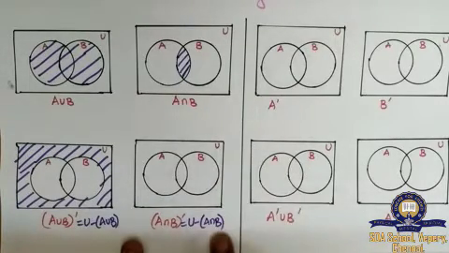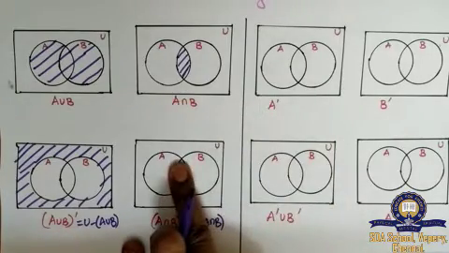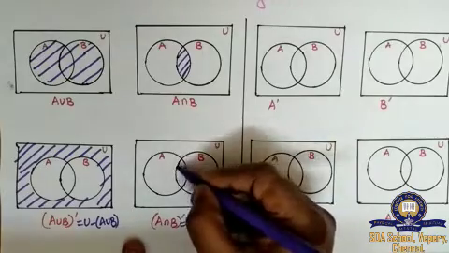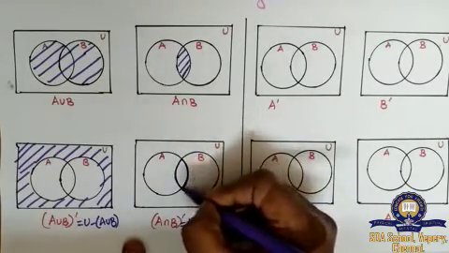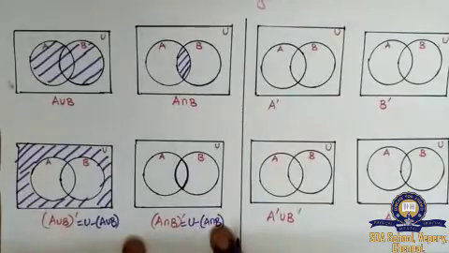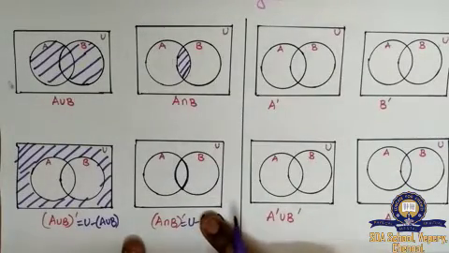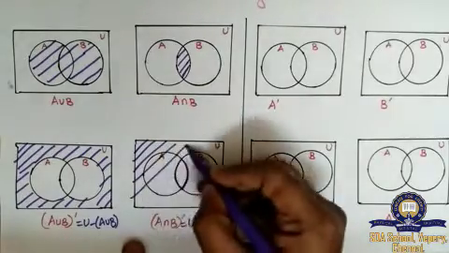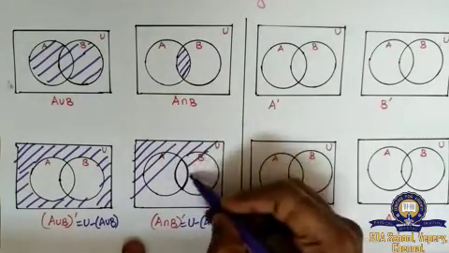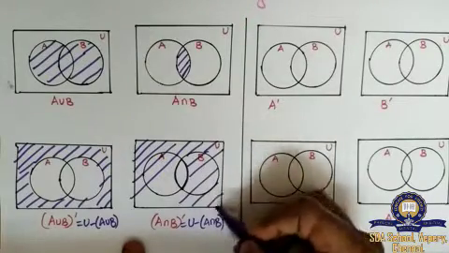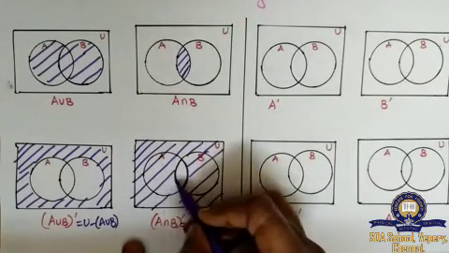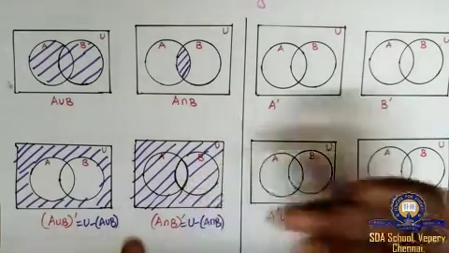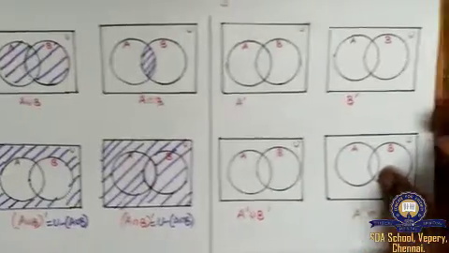In the same way, (A intersection B) dash means U minus A intersection B. Other than A intersection B, we have to shade the other parts. We have to leave this part alone because this is A intersection B. After the minus, whatever comes, we have to leave that and then shade the other part. See, I am able to shade it here with the help of my hand, but you do it with your scale and pencil. Clear?